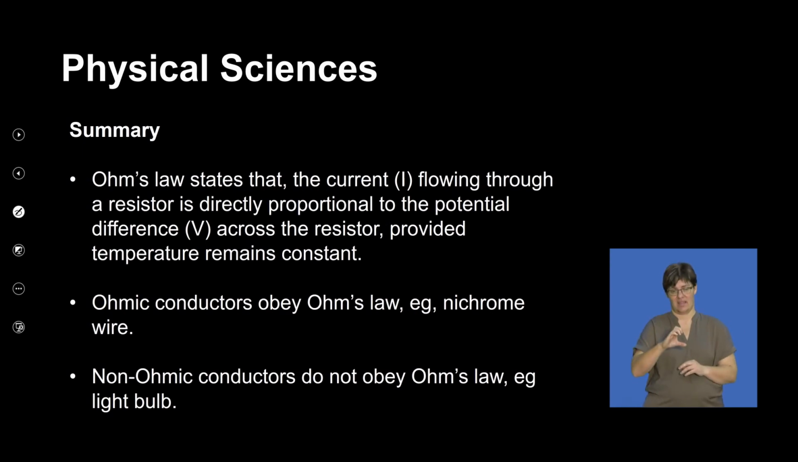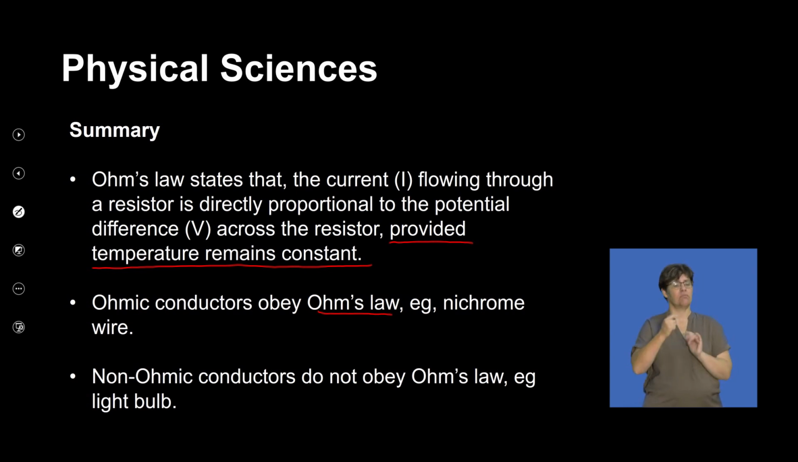So in summary, what are we saying? Ohm's law states that the current flowing through a resistor is directly proportional to the potential difference across the resistor. This is the condition which says the temperature must remain constant. So an ohmic conductor is that type of conductor that obeys Ohm's law. The practical example is a nichrome wire. So a nichrome wire obeys Ohm's law.